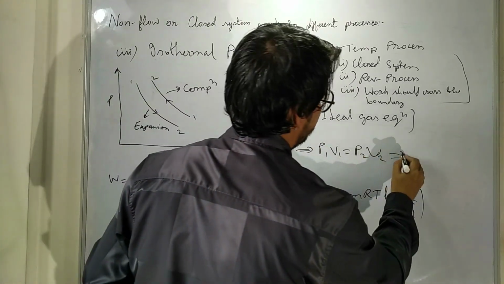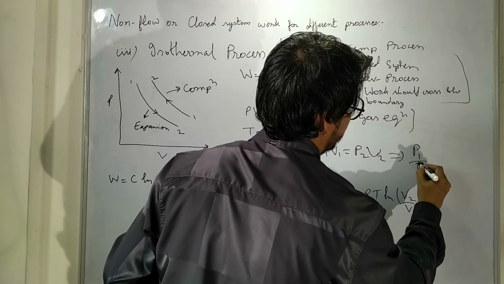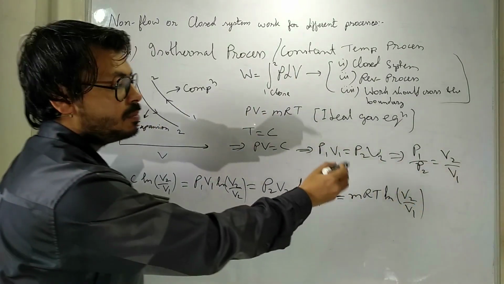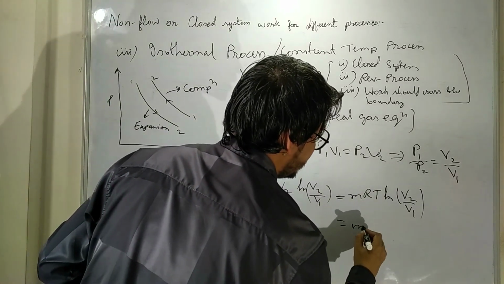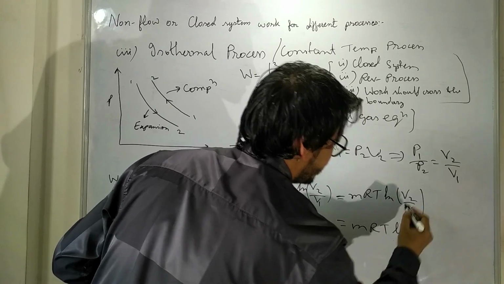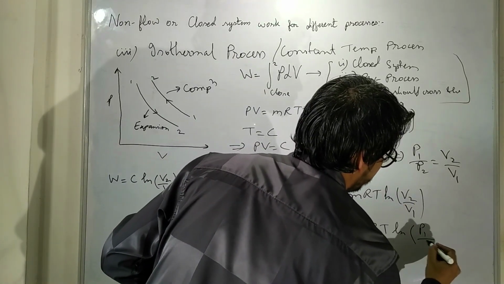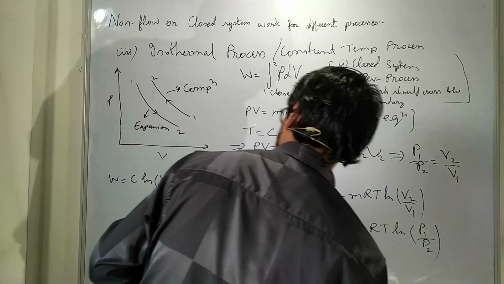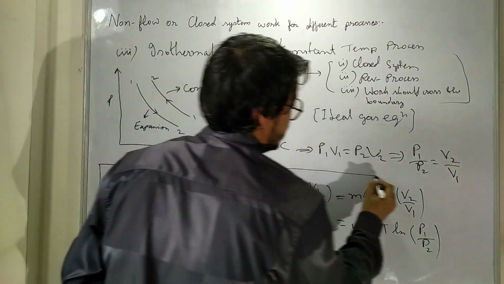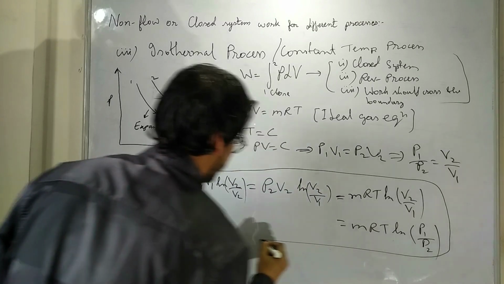From here we will get P1 by P2 is equal to V2 by V1. So we can substitute the value of P1 by P2 here. We will get mRT ln P1 by P2. So for an isothermal process, this is the expression for work done.